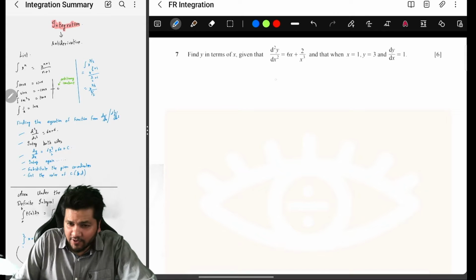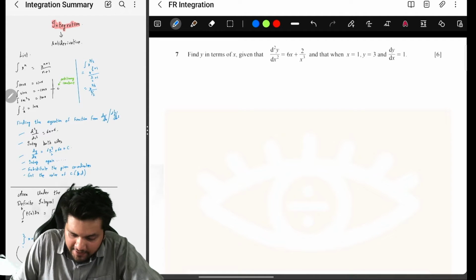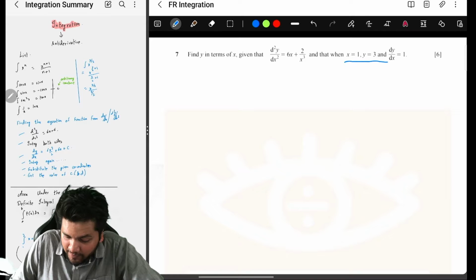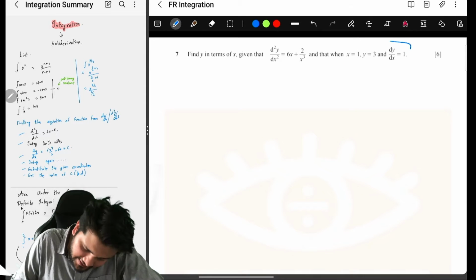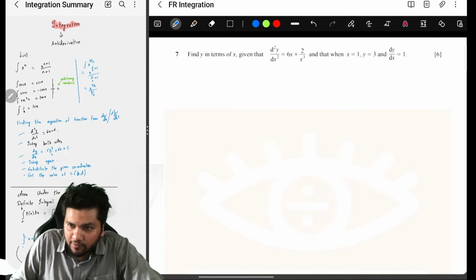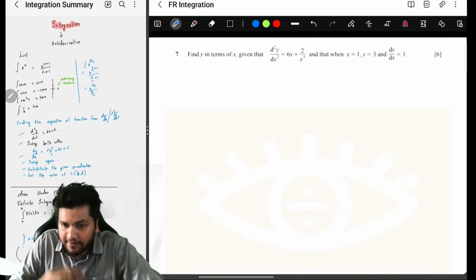Look at this question. This is d2y by dx square is equal to 6x plus 2 by x cubed, and when x is equal to 1, y is equal to 3, and dy by dx is equal to 1. Now see, they have said when x is equal to 1, y is equal to 3, and dy by dx at the same condition is equal to 1. So since it's double differentiation, we'll have to integrate it twice as well.